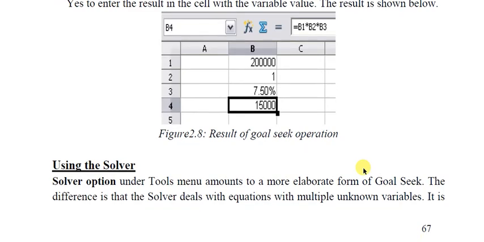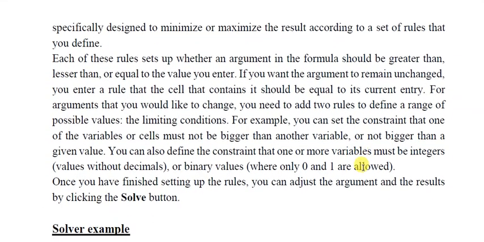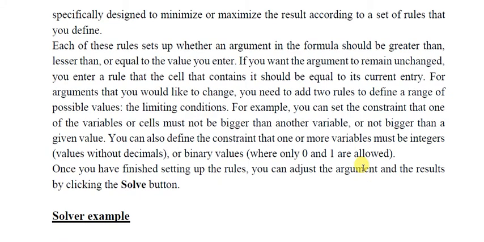It is specifically designed to minimize or maximize the result according to a set of rules. So you have a particular set of rules and you will define them and it will generate the result. Each of these rules sets up whether an argument in the formula should be greater than, less than, or equal to the value you enter. If you want the argument to remain unchanged, you enter a rule that the cell that contains it should be equal to its current entry only.